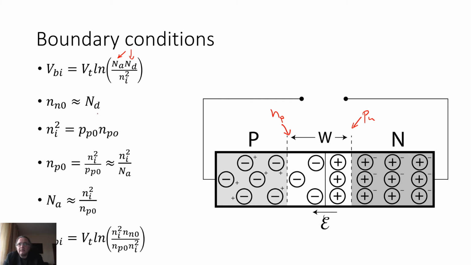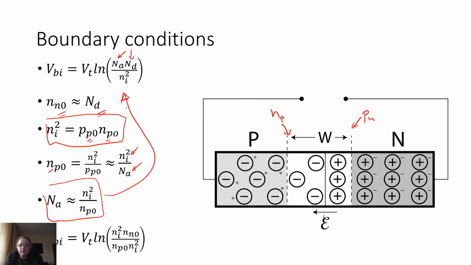So let's start. The Nd is simply substituted with the majority carriers, electrons in the N side. And then to express minority carriers, we use the expression that the concentration of the intrinsic carrier squared is the product of holes times the electrons. And we apply this for the P side in order to have an expression of the minority carriers in the P side, the electrons, with respect to the intrinsic carrier concentration and the concentration of the acceptor atoms. So now we have an expression here for Na, and then we can just put it in this equation.